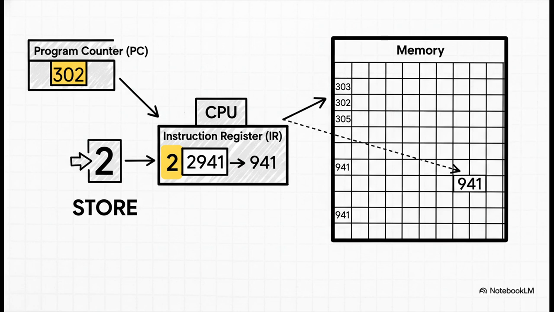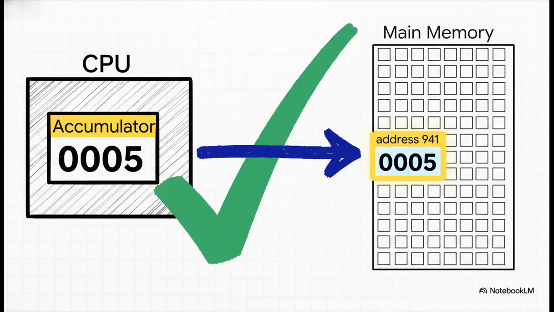Okay, our little program is almost done, but it needs to save its work. The PC is now at 302, so it fetches the instruction 2941. The control unit decodes it, and this time the opcode 2 means store. It's an order to save the value from the accumulator back into memory. And here's the final move. The CPU takes the result from our addition, that 0005 sitting in the accumulator, and writes it back into the memory location the instruction pointed to, address 941. And with that, our tiny program to add 3 and 2 is officially complete.